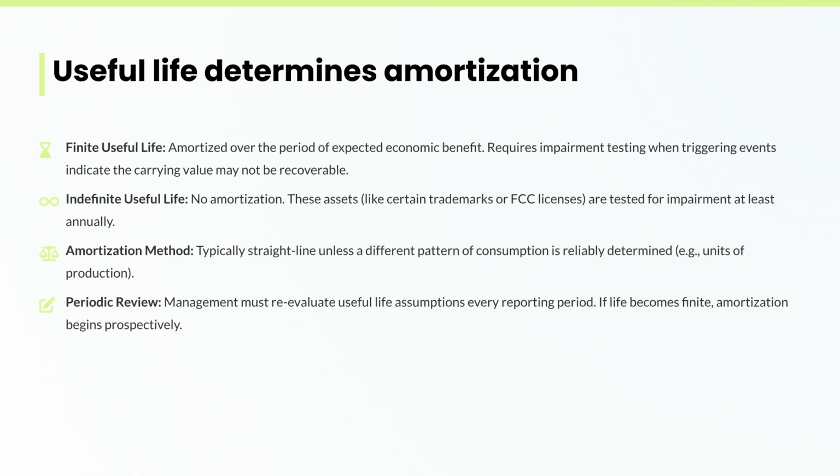That depends entirely on its useful life. If it has a finite useful life, like a 5-year patent, you amortize it over that expected period, typically on a straight-line basis. If it has an indefinite useful life, like a perpetual trademark, you do not amortize it at all. Instead, you leave it on the balance sheet and test it for impairment at least annually. Management is required to reevaluate these assumptions every reporting period.